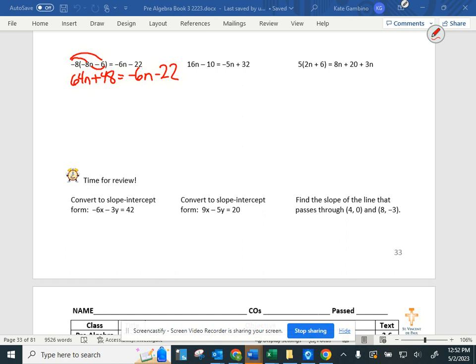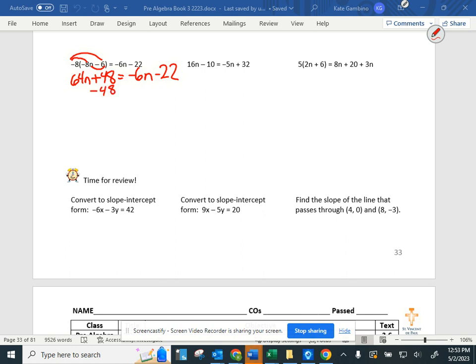What's the second step? What do I need to look for? What am I looking for my second step, Tatum? Like terms on the same side of the equal sign. Do I have any like terms on the same side of the equal sign? No, I don't. So my third step is to move my variable to one side and my constant to the other side. I like to keep my variables on the left. It just works for me.